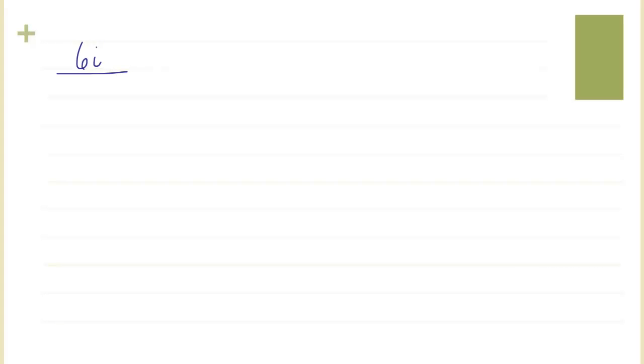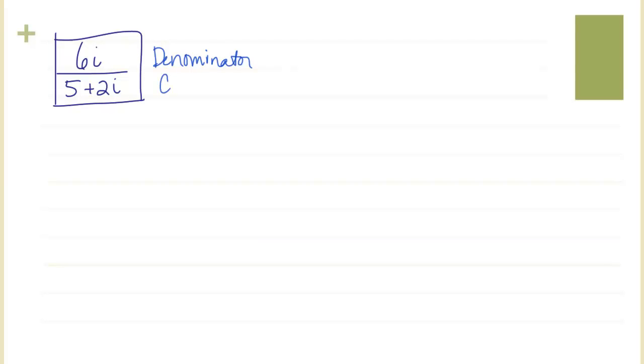6i divided by 5 plus 2i. So this time the denominator has a complex number. All right, so we have to ask ourselves, how are we going to get the I out of the denominator? Well, if we just times it by I, that would get rid of it here, but we would introduce it there. So that's not going to work. What we have to multiply it by is called the complex conjugate.